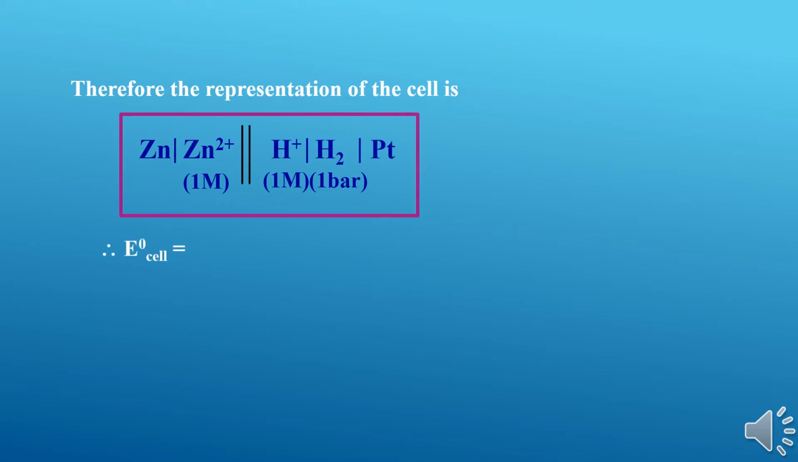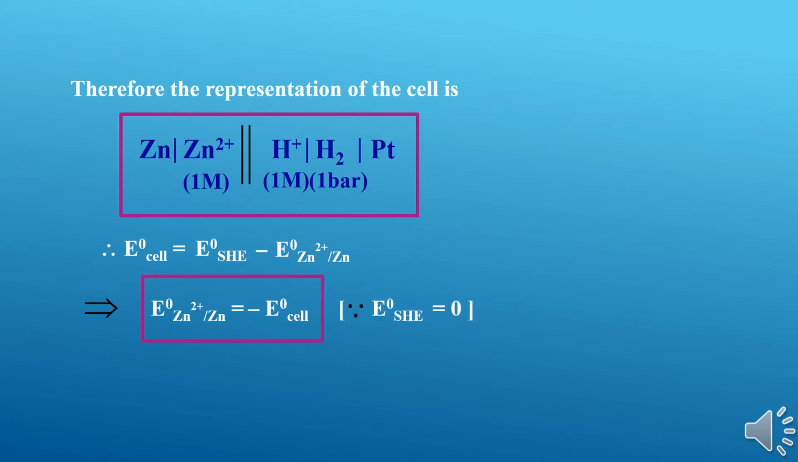This is the cell representation, and we know that E° of cell can be calculated as E° of SHE minus E° of Zn2+/Zn. That means E° of cell equals the standard reduction potential of SHE minus the standard reduction potential of the zinc electrode. E° of Zn2+/Zn equals minus E° of cell, because we know that E° of SHE is equal to 0. Therefore, we can write in this manner.